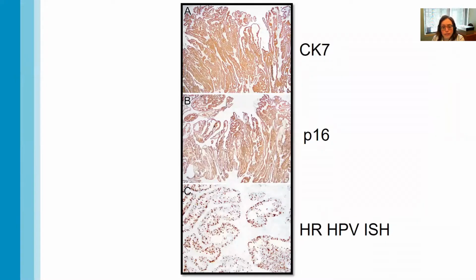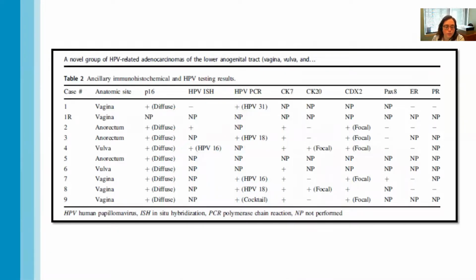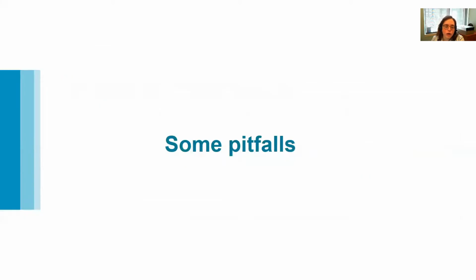On immunostains, these lesions are diffusely positive for CK7 and P16, and either HPV in situ hybridization or PCR. CK20 can show focal immunoreactivity, as can CDX2. In our series, only one of nine cases was positive for PAX8, so that tends to be negative. And all cases tested were negative for ER and PR.